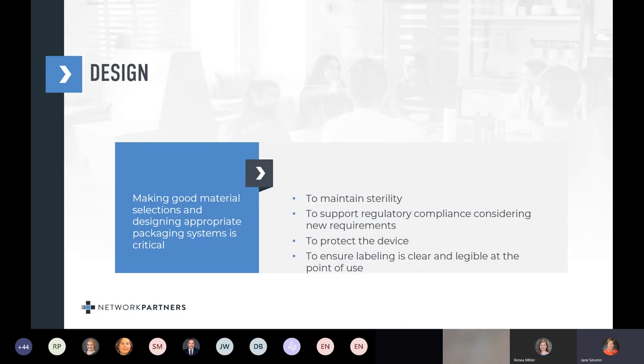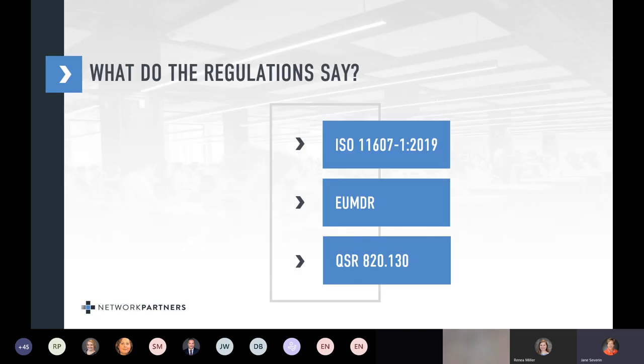Making good material selections and designing appropriate packaging, which was discussed a few weeks ago in another one of our webinars, are critical steps to help maintain sterility of medical devices, again, until the point of use. Protect the device and ensure the labeling is affixed and legible at the point of use, and to support the regulatory compliance process, considering the new requirements of the EU MDR and ISO 11607-2 2019. So let's review what the regulations do say.